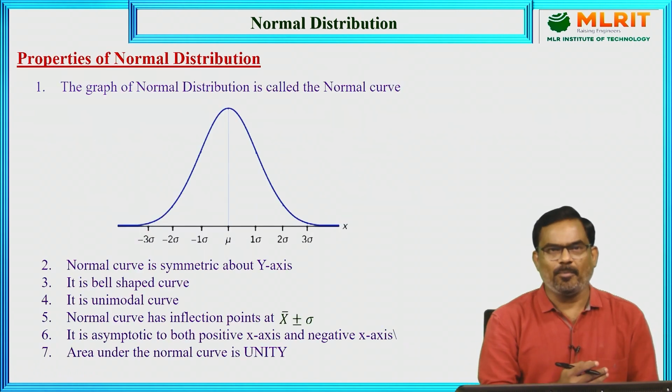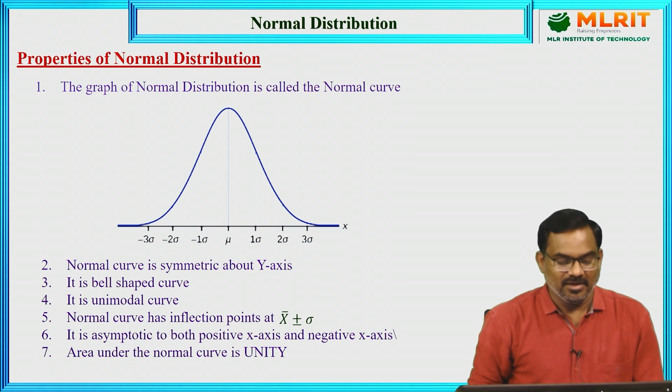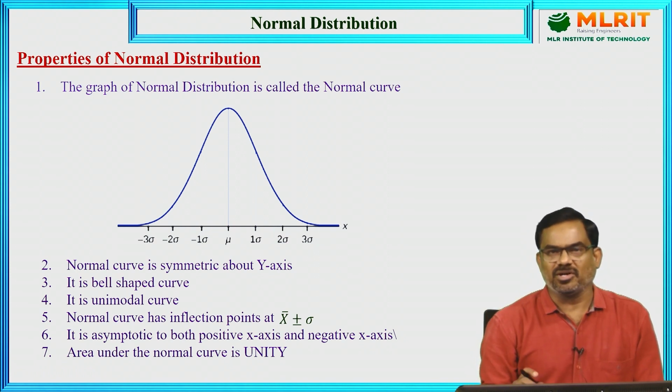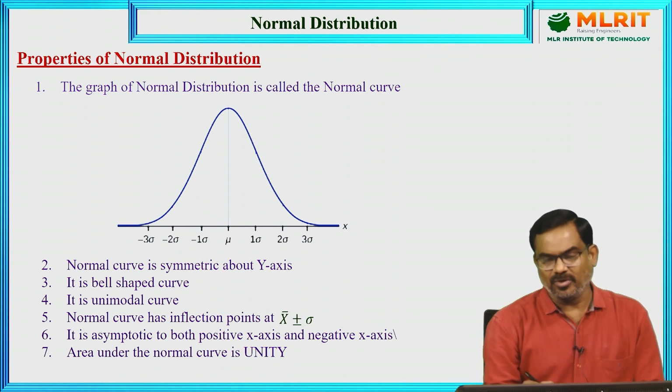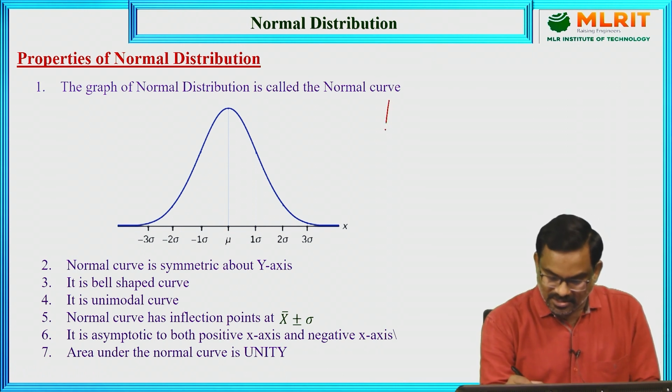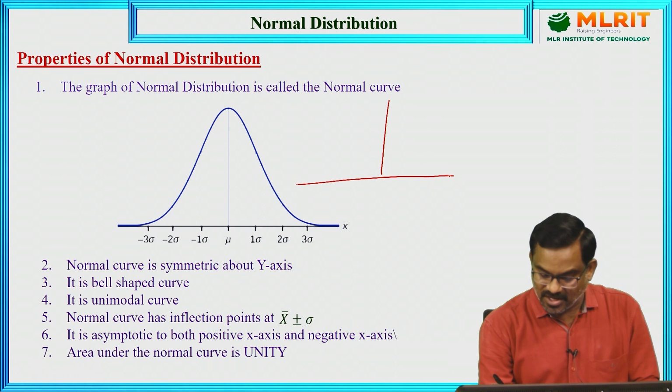Now coming to the properties of normal distribution. The graph of normal distribution is called the normal curve, and here the normal curve is as shown in the figure, and this curve is in the form, for example, let us consider the x-axis and y-axis.